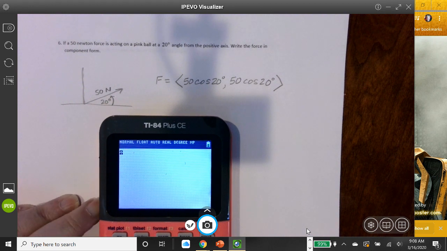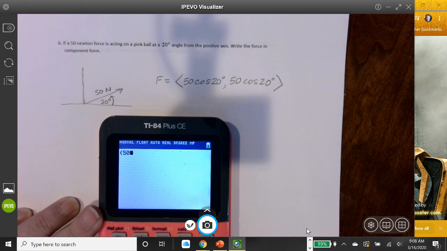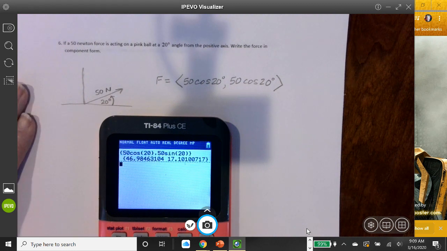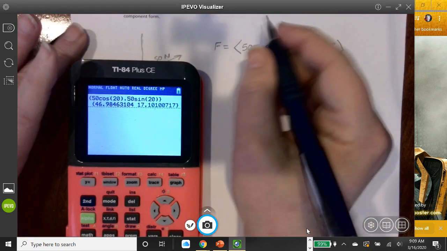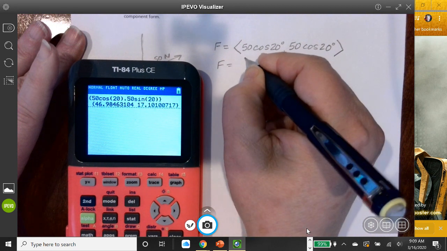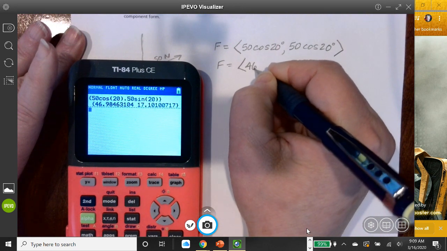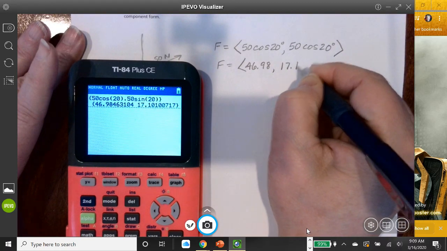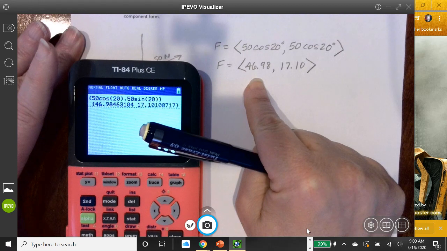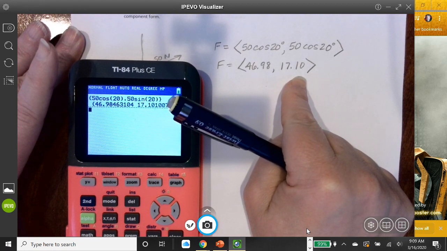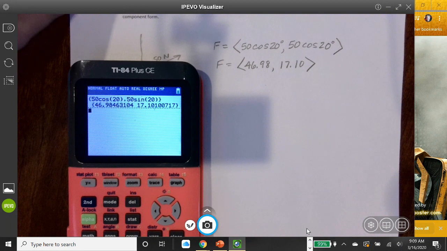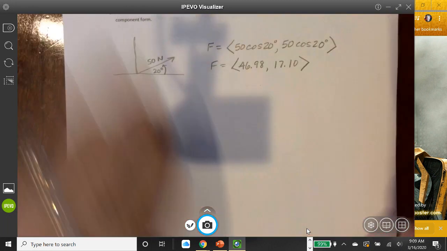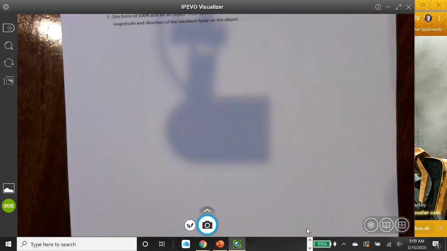Now, I remember we can do curly braces, right, to do our vectors. So it's 50 times the cosine of 20, comma, 50 times the sine of 20, close second curly brace, boom. And so the force vector is going to be, what is that? 46.98, 17.10. And this is the force's component in the x direction and the force component in the y direction. Okay, that was an easy one. We needed an easy one after that last one.